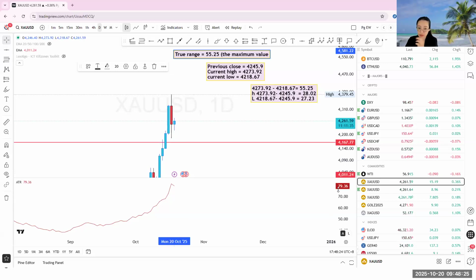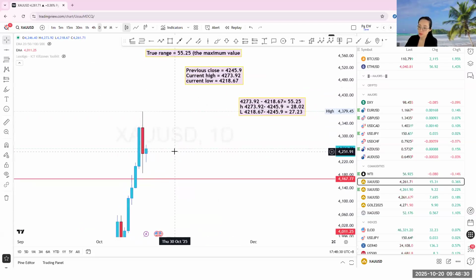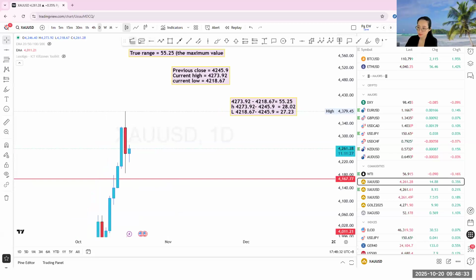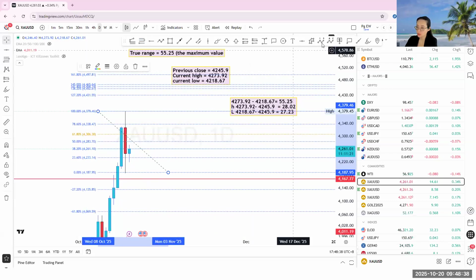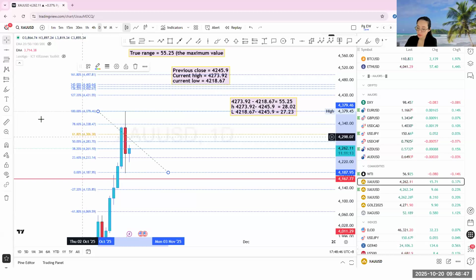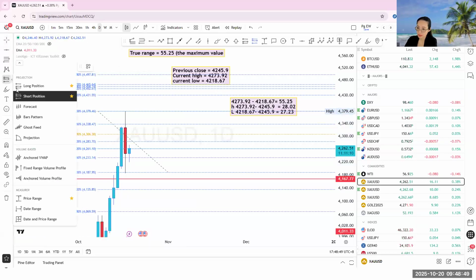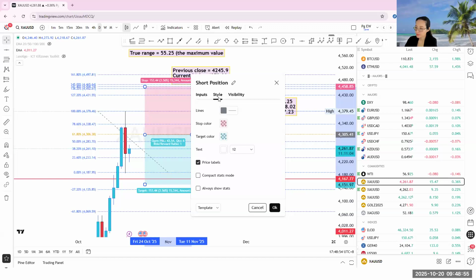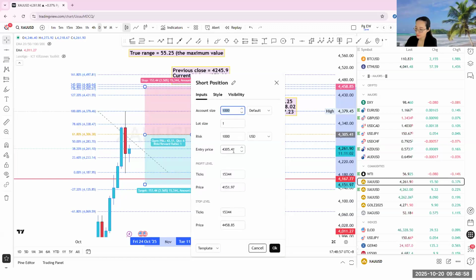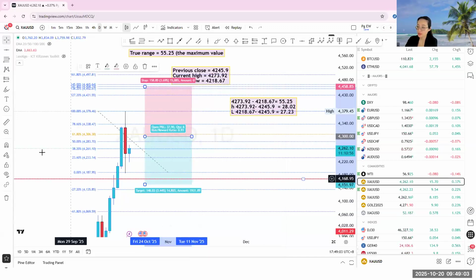790 pips. For example, if you want to sell based on the D1 time frame, let's say this is the high, this is the low, and you want to put a sell stop. I'm going to sell maybe at 4,300, a round number, you're going to go short. At the entry price, I'm going to put it somewhere around here, for example.